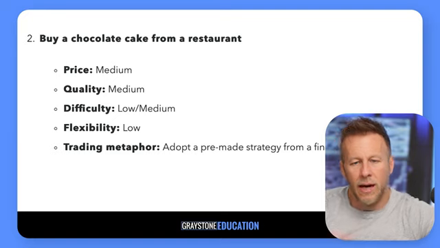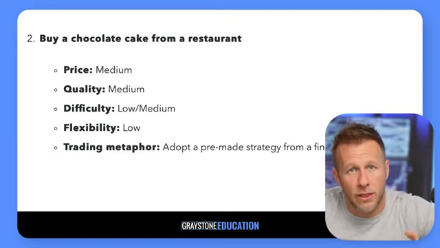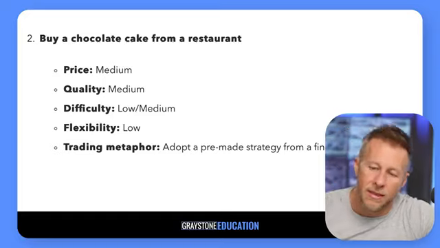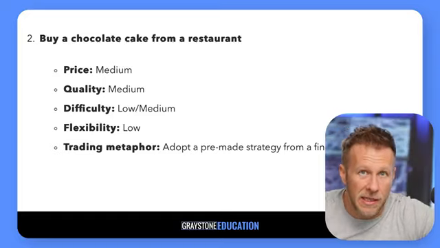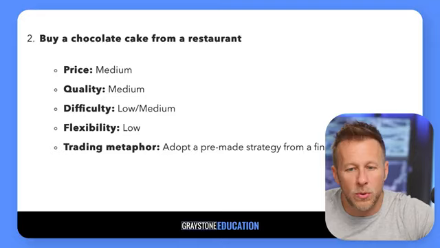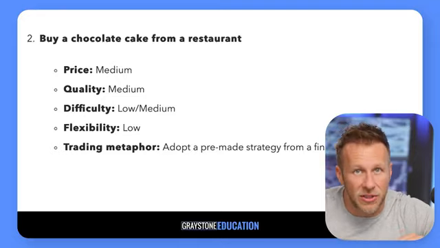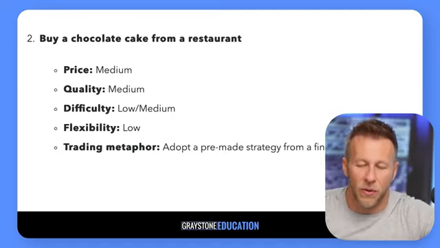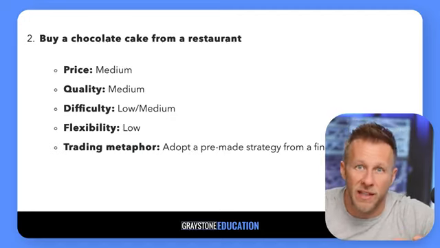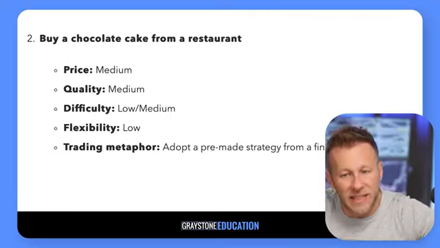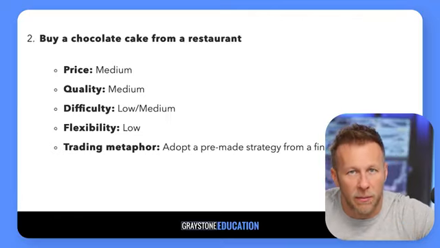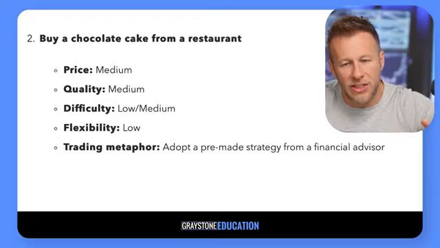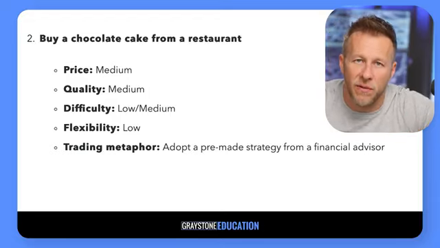Get it? Now, if you were to buy a chocolate cake from a restaurant, well, the price might be a little bit higher, a medium price. The quality of the cake might be medium. The difficulty of getting the cake is low to medium, because there's some friction in the way of going to the restaurant, booking the table, the rest of it, right? Having the funds. And then the flexibility is still low because you get what you're given on the menu. And then in the trading world, that would be adopting a pre-made strategy from, say, a financial advisor that's a little bit safe.